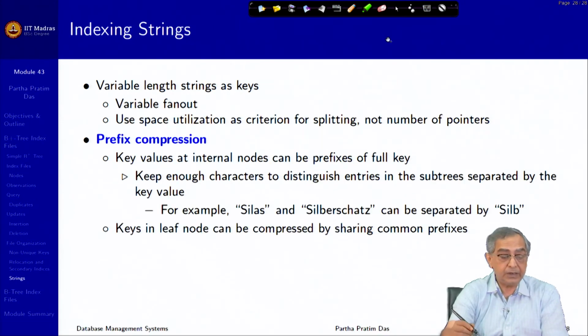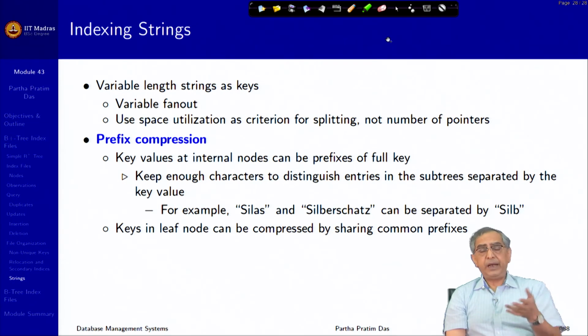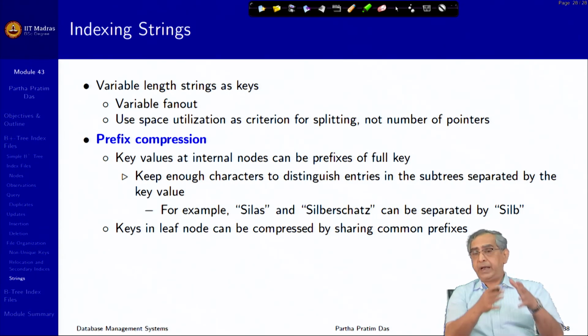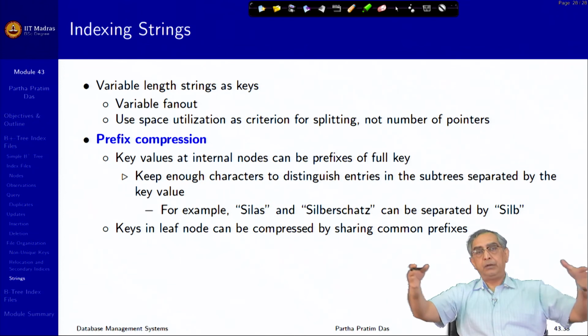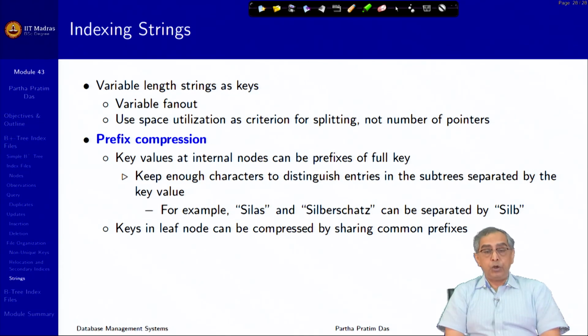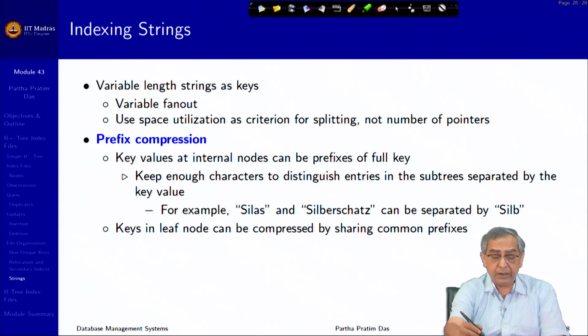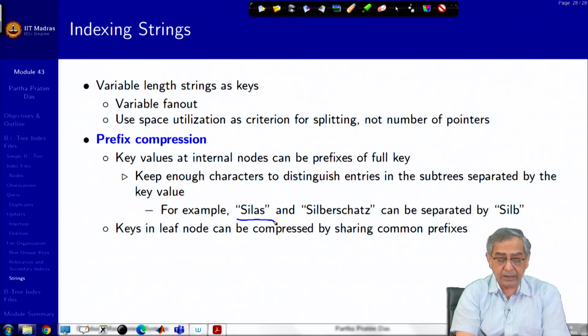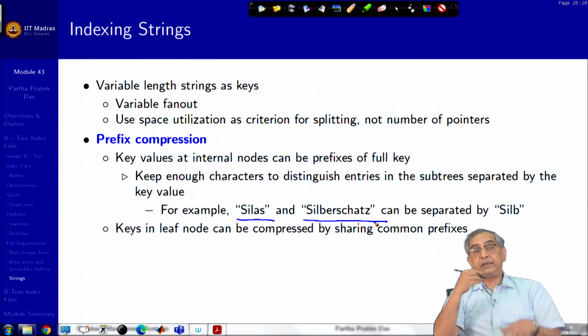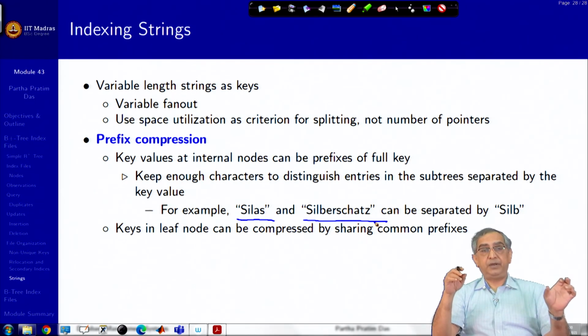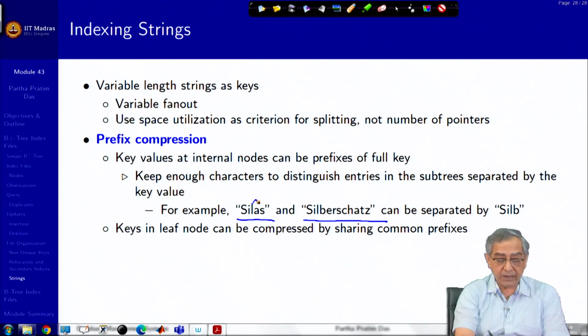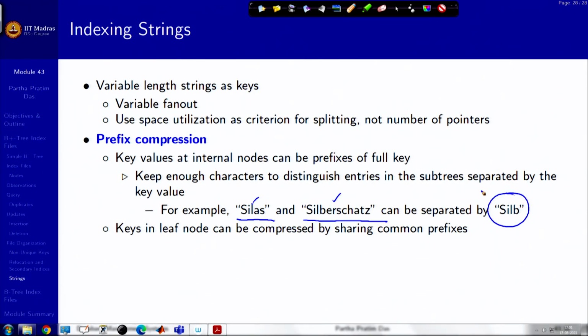Right. So, then there is the question of how you index with strings. Strings could always be of variable length, so it has a variable fan out, and you do not know how many will be there. One thing often done is prefixing, where you code multiple strings in terms of their prefix, the starting value. So, you have Silas, you have Silvetsats, you can separate them by SILB, right, and put that as the key. So, these kinds of compressions are also possible.